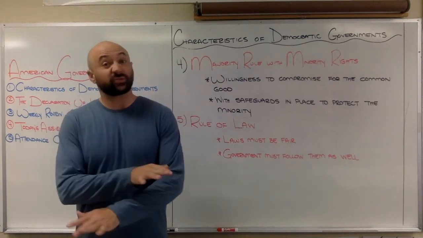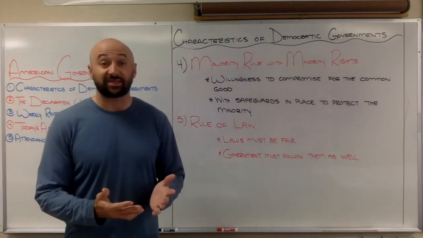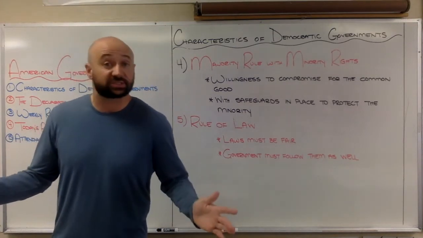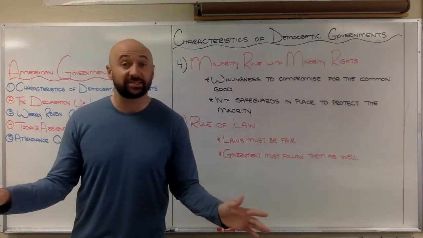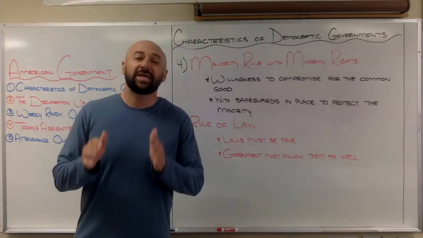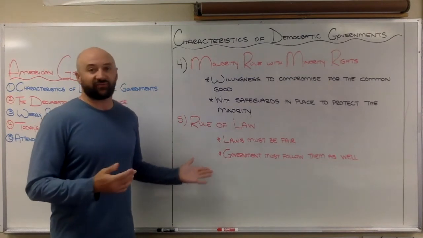If you recall, this was something we did not see when we were talking about the times of divine right theory. The kings and the queens might make laws and say, you all need to do this. But they wouldn't follow those laws. Those laws were just for the peasants and the people who were supposed to serve the king and the queen. In a democratic government, the government also has to follow the laws.